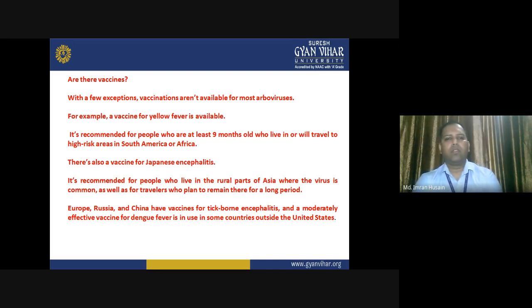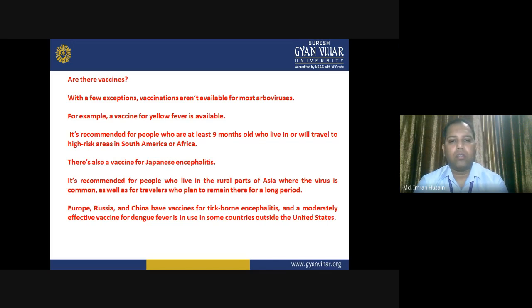With a few exceptions, vaccinations are not available for most arboviruses. For example, a vaccine for yellow fever is available. It is recommended for people who are at least 9 months old who live in or will have to travel to high-risk areas in South America or Africa.